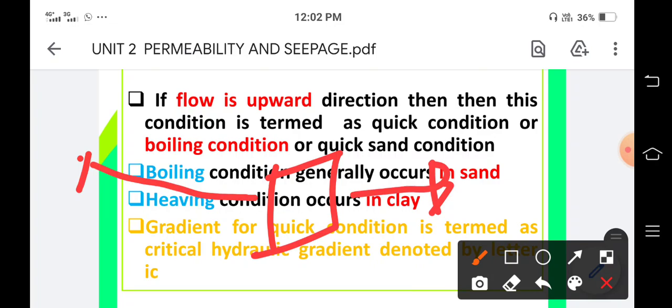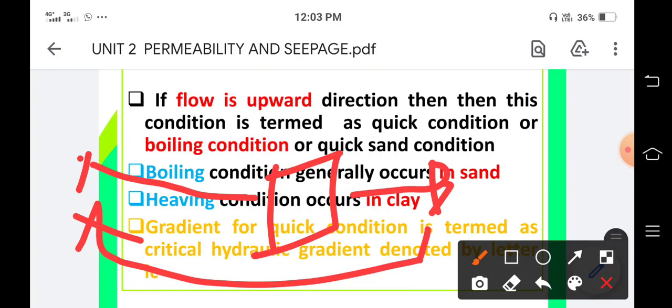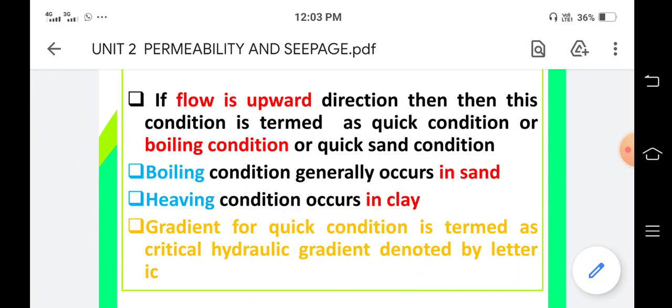But sometimes the flow of the water is from point B to point A, that is, from downward to upward. When the flow of water is in an upward direction, it is called the quicksand condition, quick condition, or boiling condition. This condition is generally observed in sand, and the reverse condition, heaving, is observed in clay.